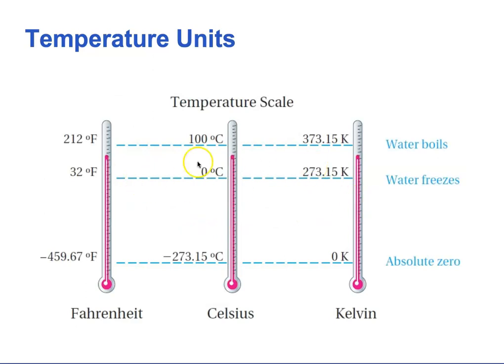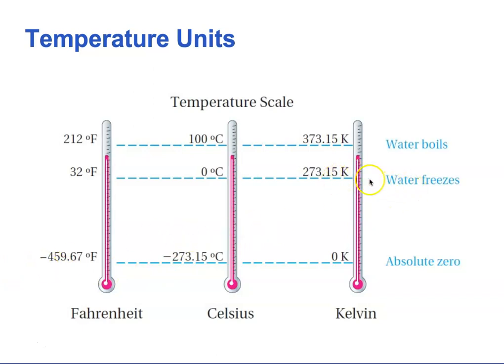All right, to give you a visual, this is in Fahrenheit, this is in Celsius, and this is in Kelvin. So this is your absolute zero in Kelvin. That means when it is 0 Kelvin, it is negative 273.15 Celsius, but it is negative 459.67 Fahrenheit.